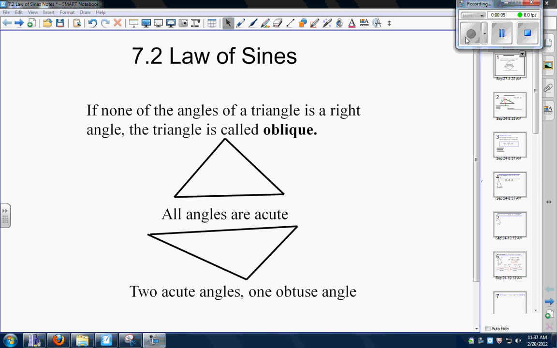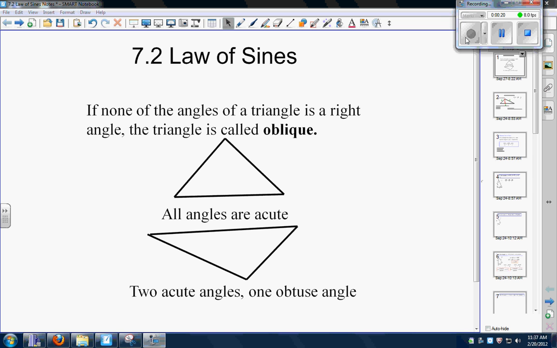Now that we've spent some time doing right triangle trig, we can go look at triangles that are not right. So we're going to use two things, law of sines and law of cosines. Law of sines is actually a little bit easier than law of cosines, so that's why we're starting with this one.